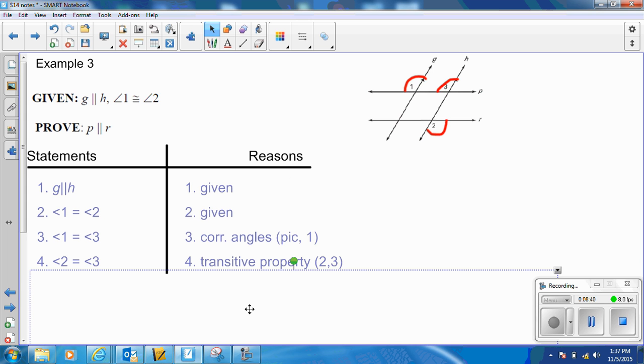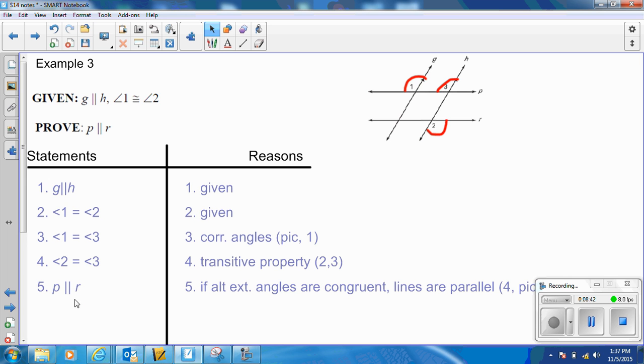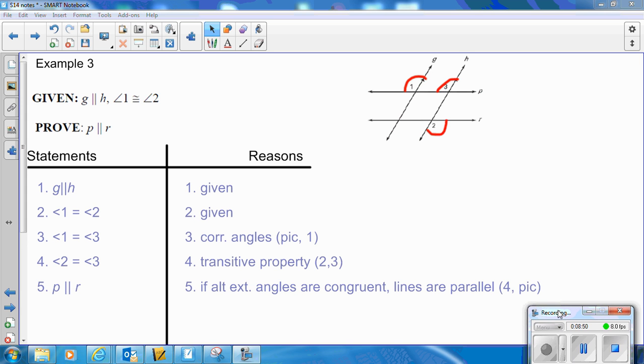So my last statement then says line P and line R are parallel to each other because if we have alternate exterior angles that are congruent to each other, that means our lines are parallel to each other. So I now know that lines P and R are parallel. And that's our last example.